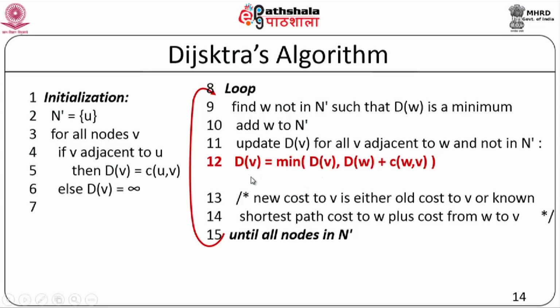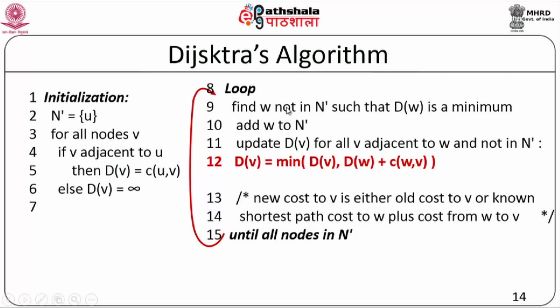And how do we update it? Using this formula: D(v) = min(D(v), D(w) + C(w,v)). What does this mean? The new cost to v is either the old cost itself, which is D(v), or the known shortest path cost to w plus the cost from w to v. I have now got another new node w, so if I have the shortest cost to this w plus the cost from w to v, then out of these two, whichever is lower, that minimum value is chosen as the new cost to v. This whole process is now repeated until all nodes are in N'.